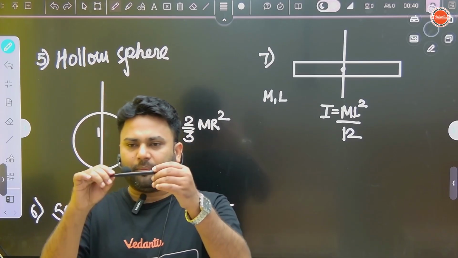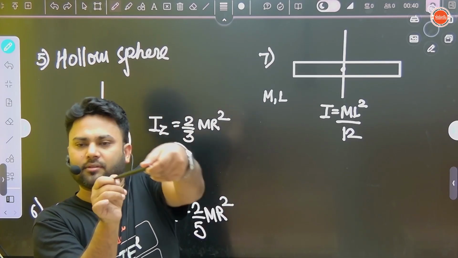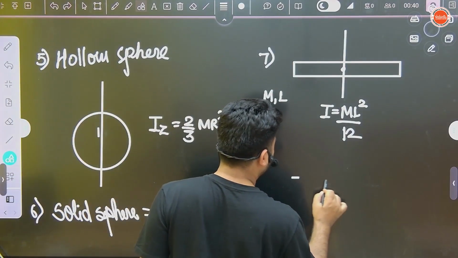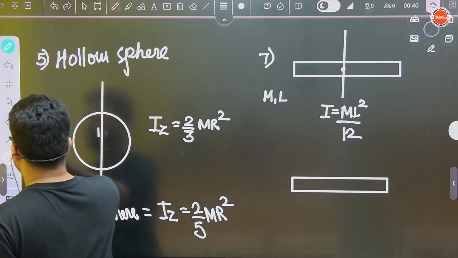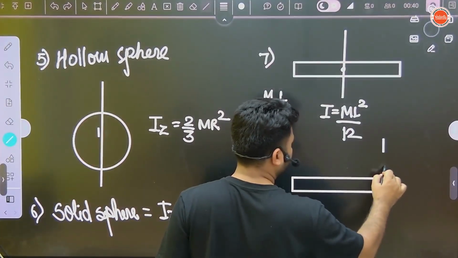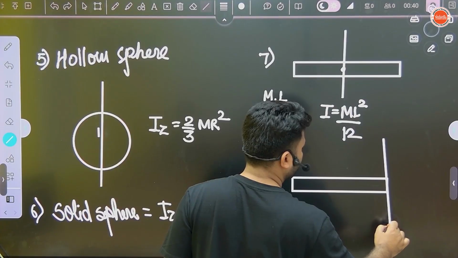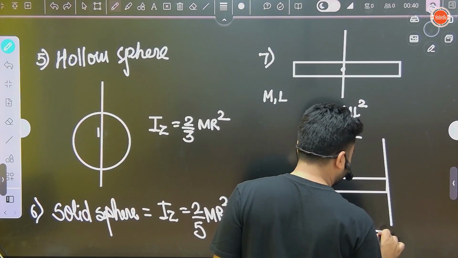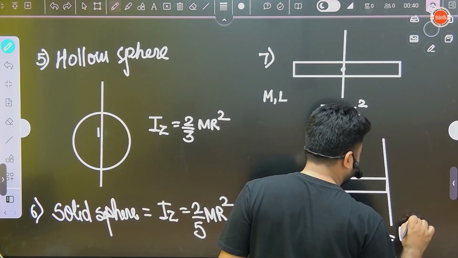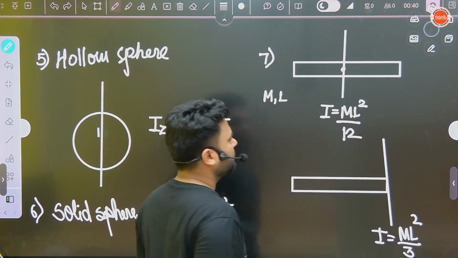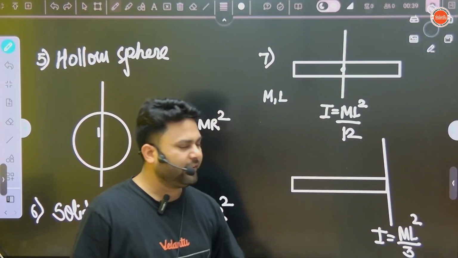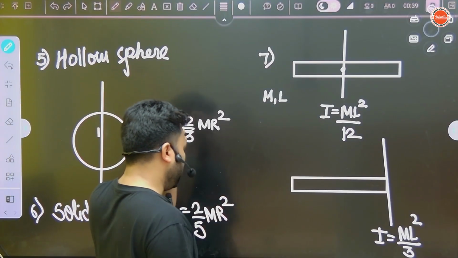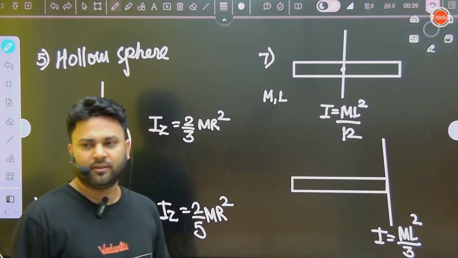But if you are rotating the rod about this axis, like this, about the end of the rod, then the moment of inertia about this axis is I equals ml square by 3. Very important, this ml square by 12 and ml square by 3. So the moment of inertia of the rod about this axis is ml square by 3.